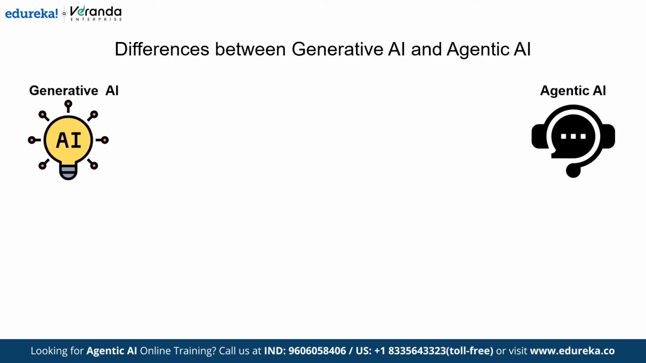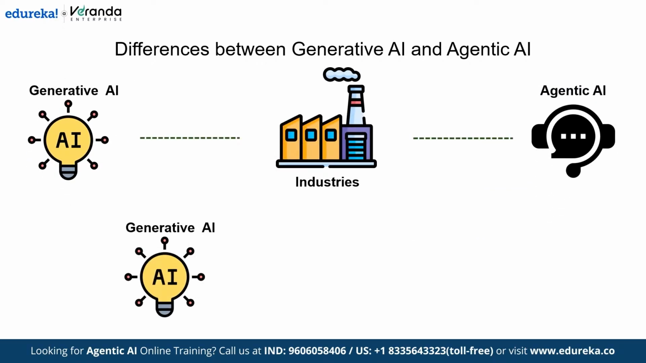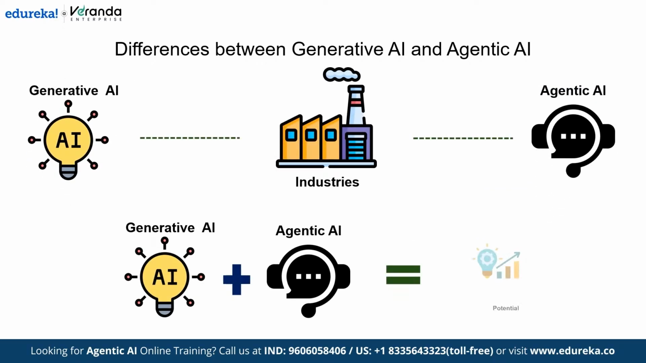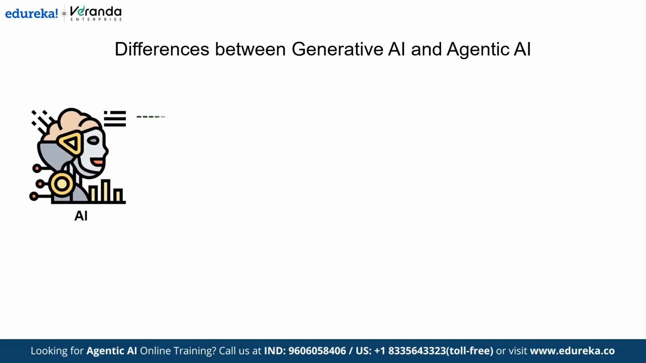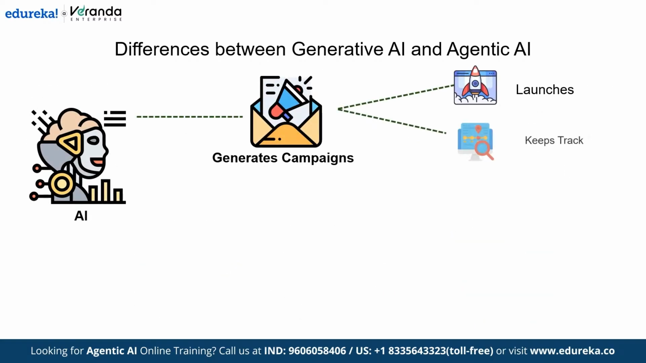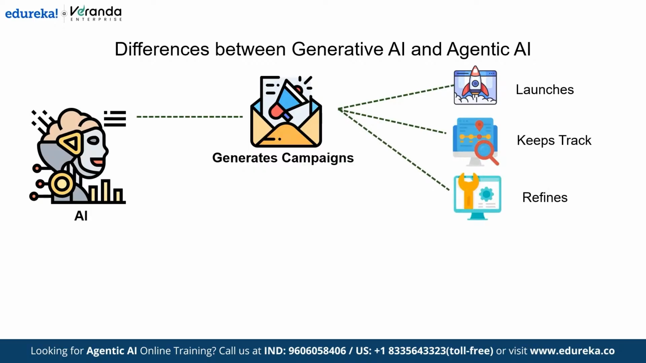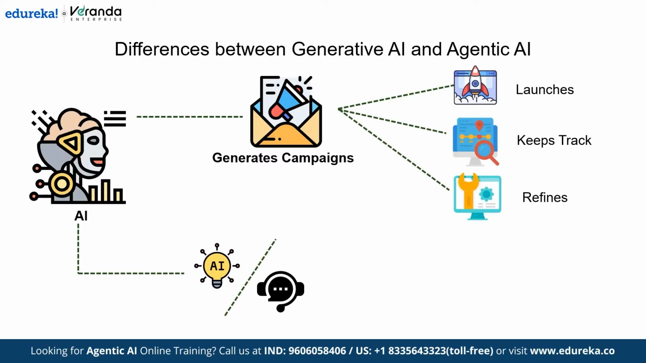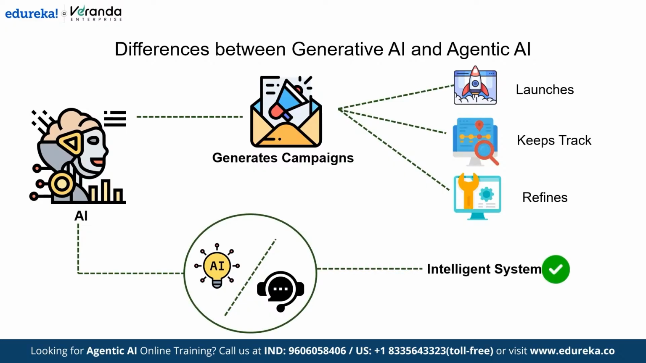Both AI types are transforming industries. But when they work together, they unlock even greater potential. Imagine an AI that not only generates a marketing campaign, but also launches it, tracks engagement, and refines the strategy automatically. The future isn't just about choosing between generative AI and agentic AI. It's about combining them to build truly intelligent systems.